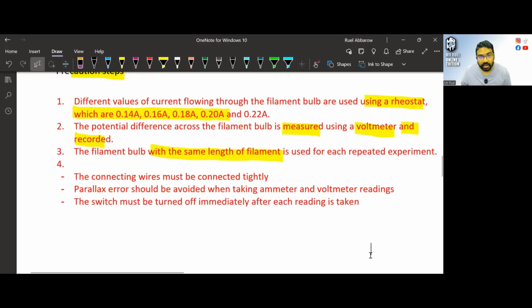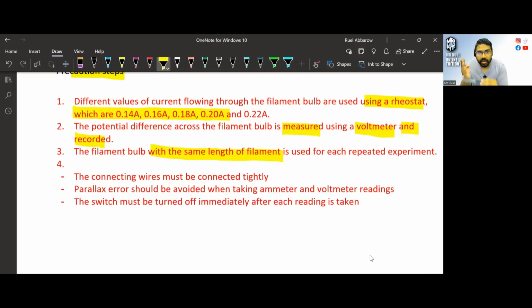You know what's a parallax error? Parallax error means when you're reading, you read from a certain angle. So let's say this is the scale. If I look straight, I will get the correct reading. But if I look from the side, I will get a wrong reading. I will get a bit smaller. If I look from this side, because of my line of sight, my reading will be a bit bigger. So that's called a parallax error, right? So you want to avoid the parallax error.